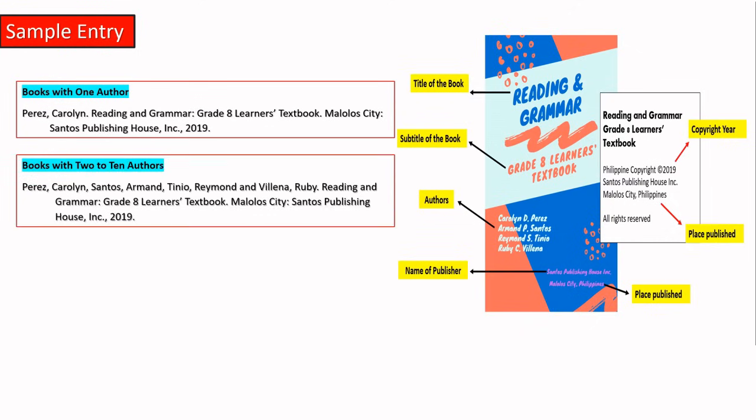Books with 2 to 10 authors. Perez Caroline, Santos Armand, Tinio Raymond, and Villena Ruby, period. Reading and grammar, colon. Grade 8 learners textbook, period. Malolos City, colon. Santos Publishing House Incorporated, comma. 2019, period.